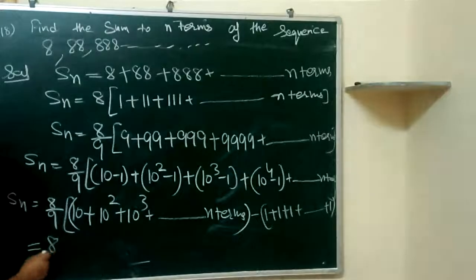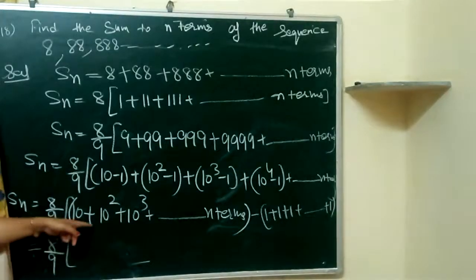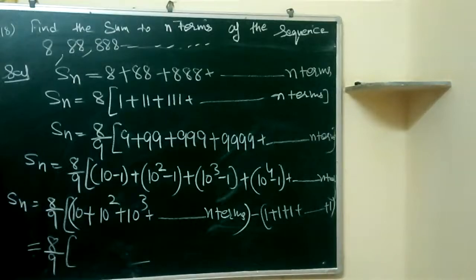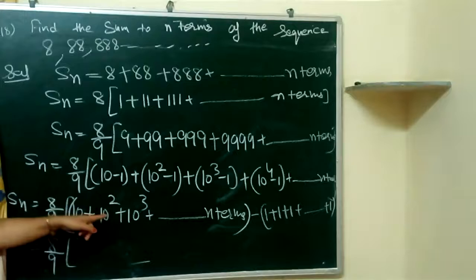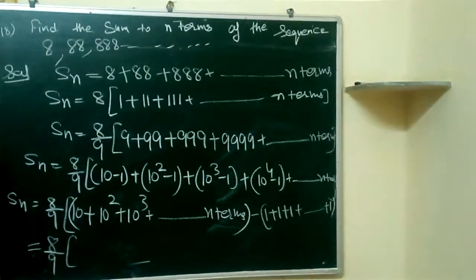So 8 upon 9 into 10, 10 square, 10 cube. What is A? A is the first term, so A is 10. And what is R? The ratio, that is the common ratio, is also 10. So we will make the GP here.